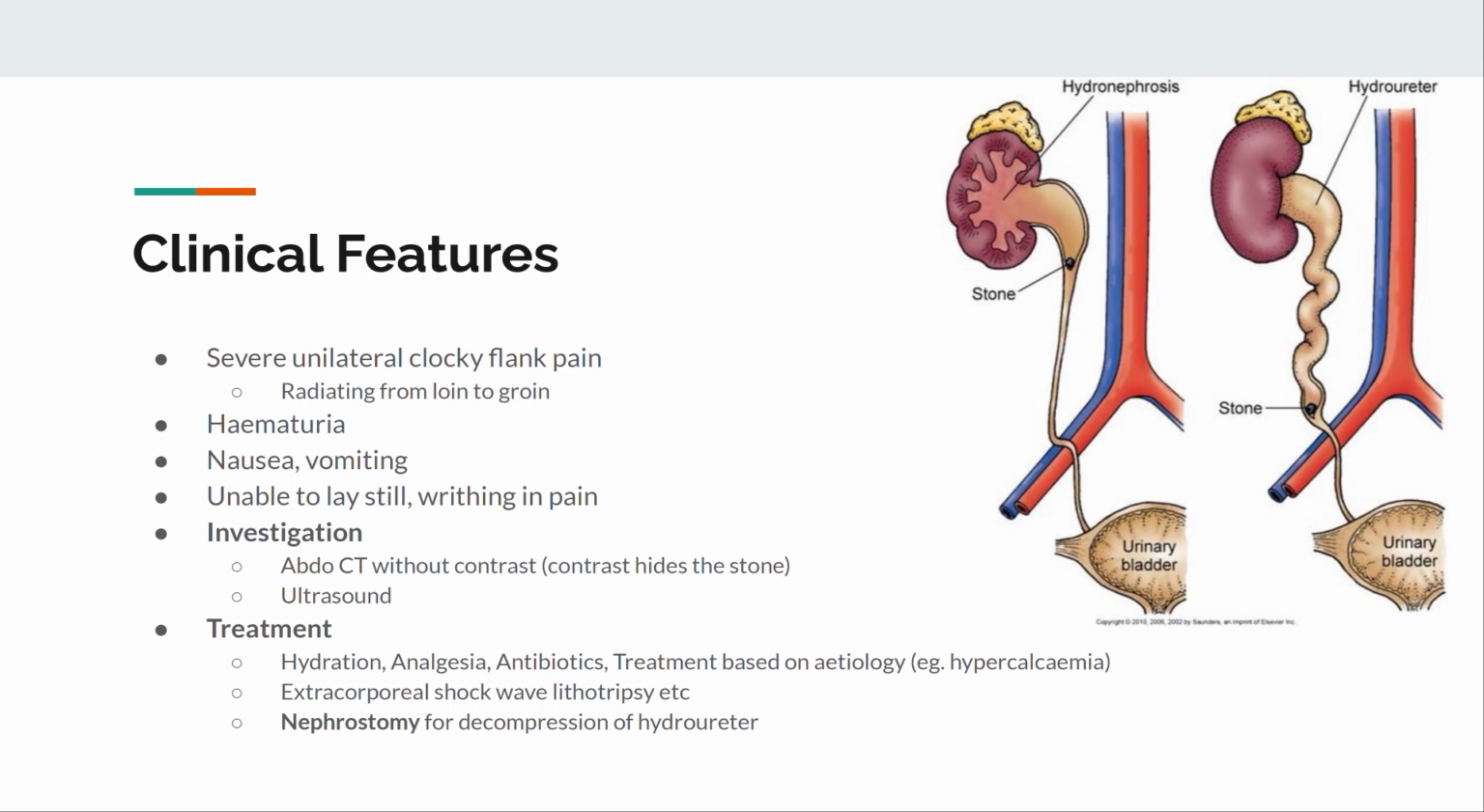The treatment is to provide hydration, analgesia, and potentially antibiotics if it's associated with a UTI, and depending on the etiology, you can treat that. So hypercalcemia can be treated directly, as can other things like antibiotics for UTI causing stones. You can do all the different surgical things to break up big stones that won't be passed, but for the most part, most stones can be passed naturally with conservative measures. If someone has bad hydroureter and you're worried about them getting hydronephrosis and acute kidney injury, you can do a percutaneous nephrostomy to drain the renal pelvis and relieve that pressure on the kidney.